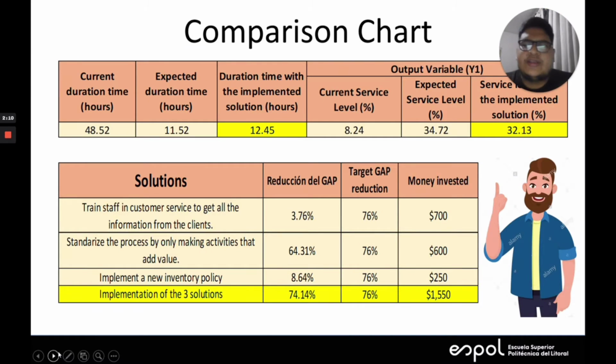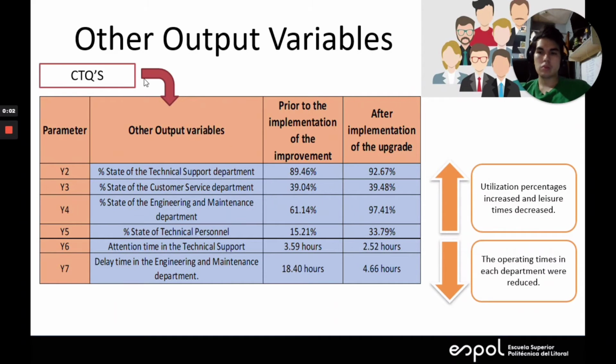In this part, you can see the final result. It can reduce 74% of the gap, getting closer to the goal set in the objective. The level of service, which is our output variable, increased from 8.24 to 32.13. Next we have other output variables where we define 6 more parameters. Here are the parameters and the values before and after implementation. As we can see, after implementation we increase the percentage of utilization, the leisure time decreases, and also the operation times of all the departments were reduced.